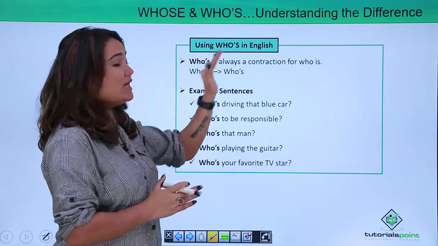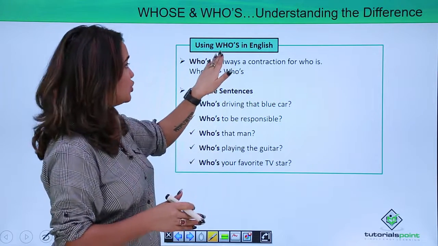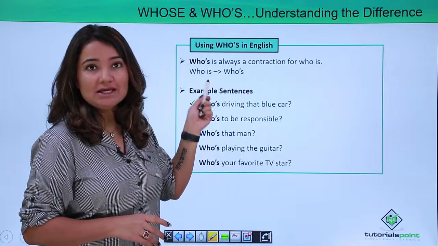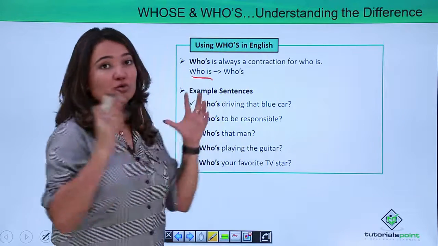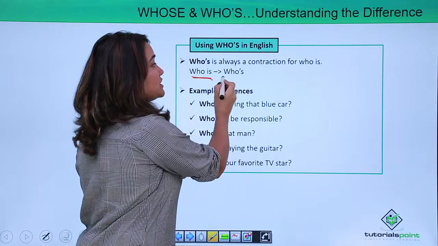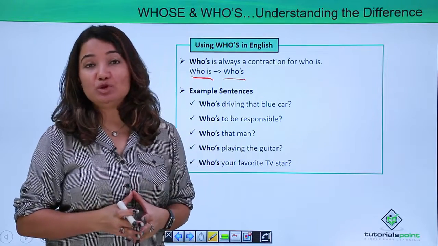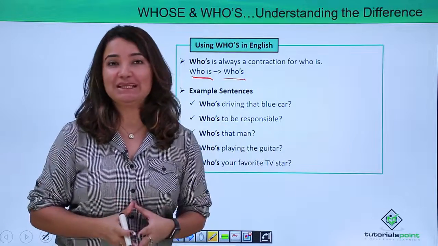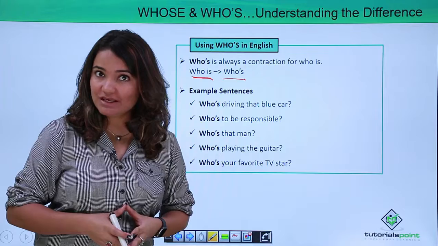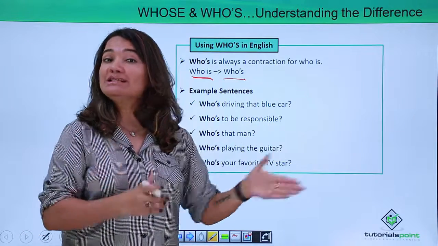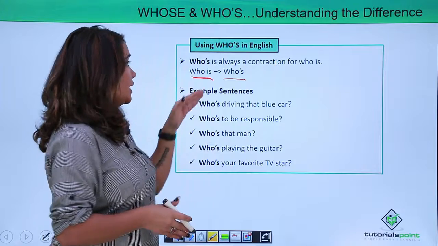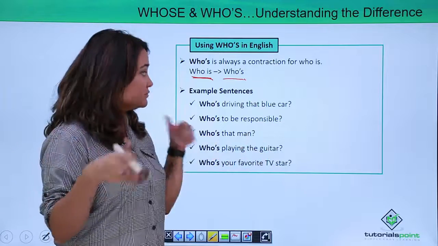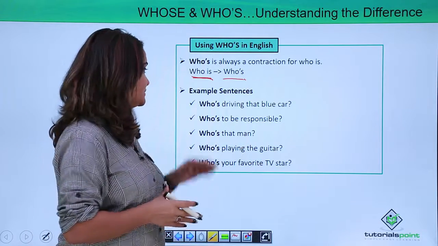Who's, W-H-O apostrophe S, is a contraction of who is. When you contract who is and use it together, you use it as who's. That is why you use one word instead of two. Now I believe this confusion is completely clear: who's, W-H-O apostrophe S, is a contraction, whereas W-H-O-S-E is a possessive pronoun. Let's look at an example so that you are crystal clear about the usage.